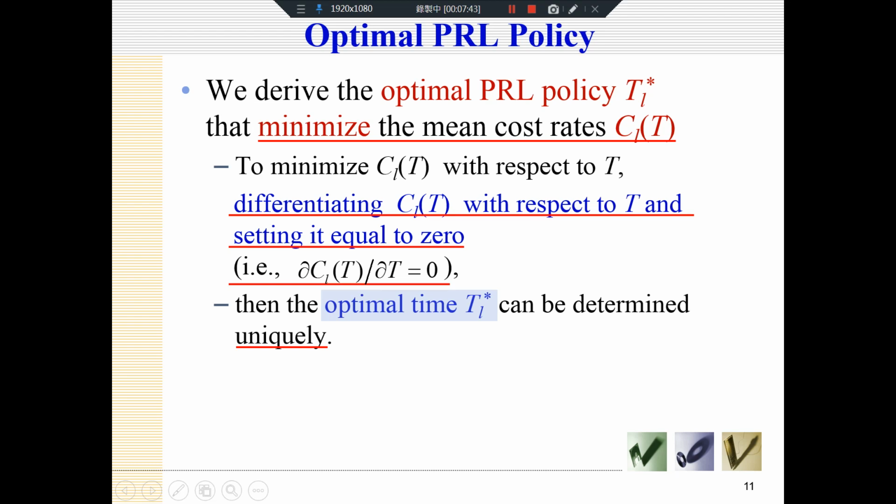Now we find the optimal PRL policy. We derive the optimal PRL policy TL star that minimizes the mean cost rate CL of T. To minimize CL of T with respect to T, we can differentiate CL of T with respect to T and set it equal to 0. Then the optimal time TL star can be determined uniquely.